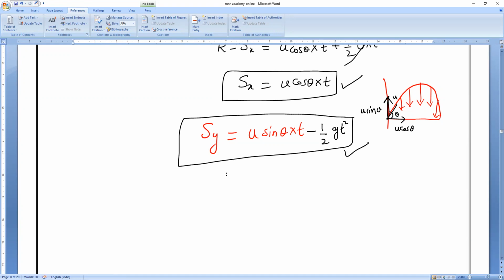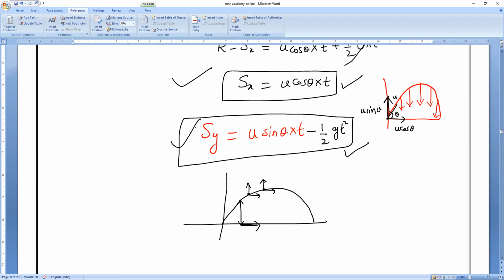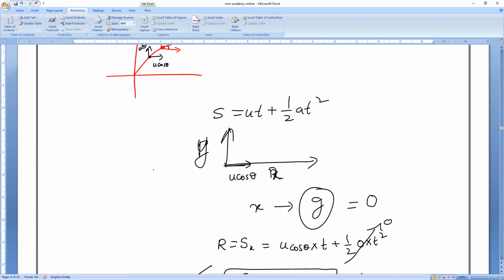Suppose this is the projectile motion. What is the maximum height at this point? And what is the horizontal range, the displacement at this point? If you want to find the horizontal range and vertical range at any point, you can use these and calculate it. In projectile motion, we cannot use the equations of motion directly. We have to use the components, x-axis and y-axis, and change them.